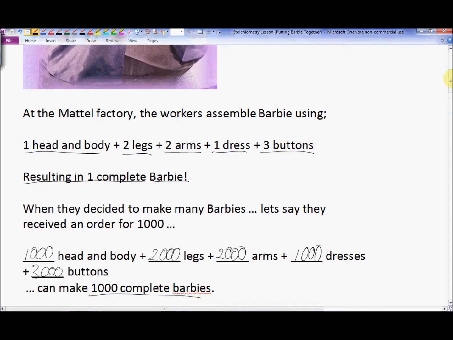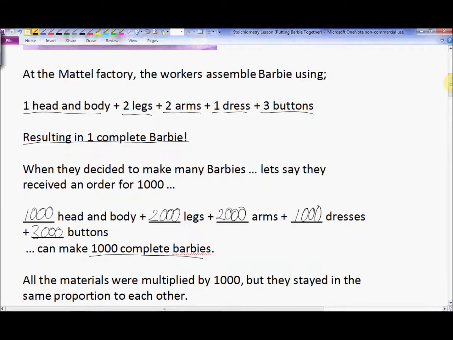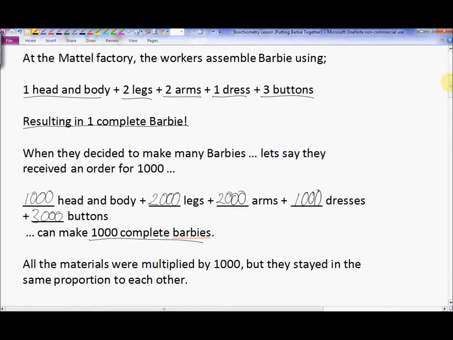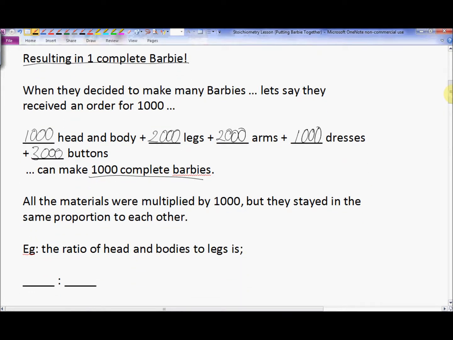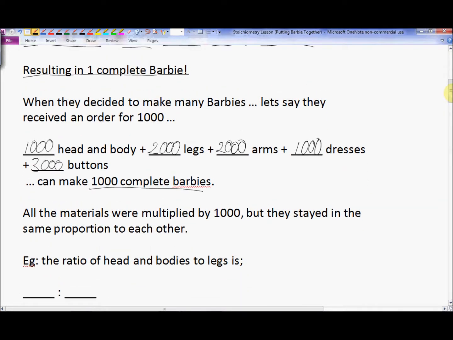So as you can see, we're using ratios here. All the materials here were multiplied by 1,000, but they stayed in the same proportion to each other. Number of heads to number of legs stayed in the same proportion. Number of heads to number of arms stayed in the same proportion. So for example, the ratio of head and bodies to legs is, okay, so for every 1 head and body, we end up with 2 legs that pop into place.